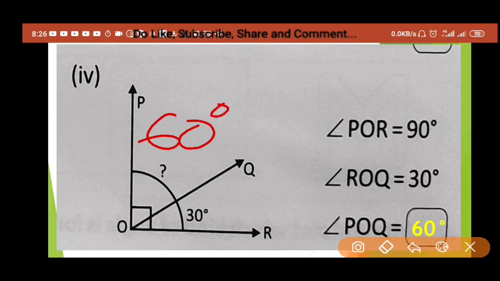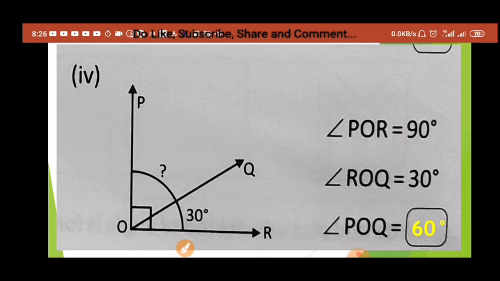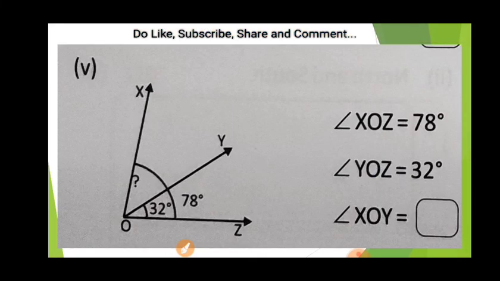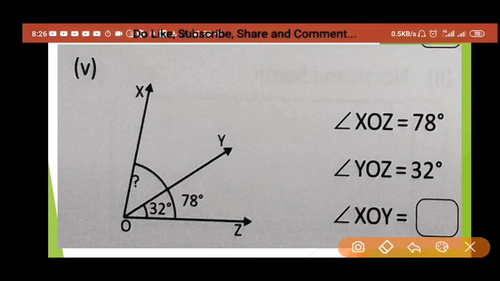Okay, you will note down all the questions with answers in your notebook. वीडियो को pause करके आप लिख लेंगे. Question 5 देखते हैं. Let's see that here we have angle. First see that angle XOZ. Where is XOZ? Find out X, O and Z. That is 78 degree. Yes, that is picture में दिख रहा है आपको.